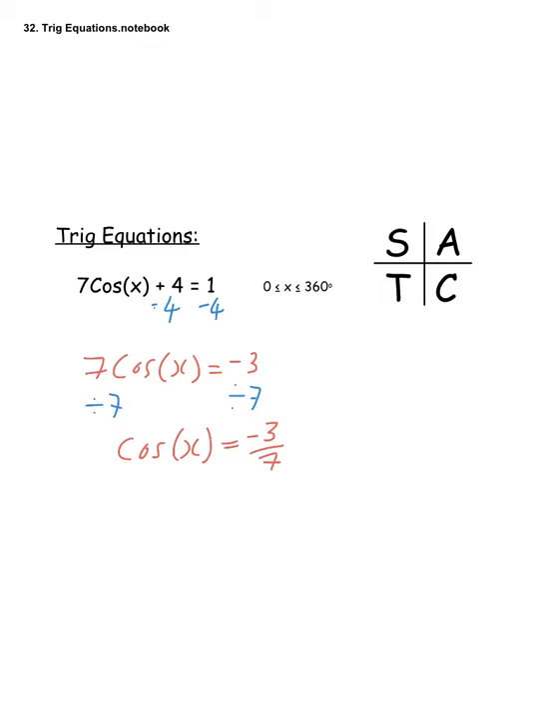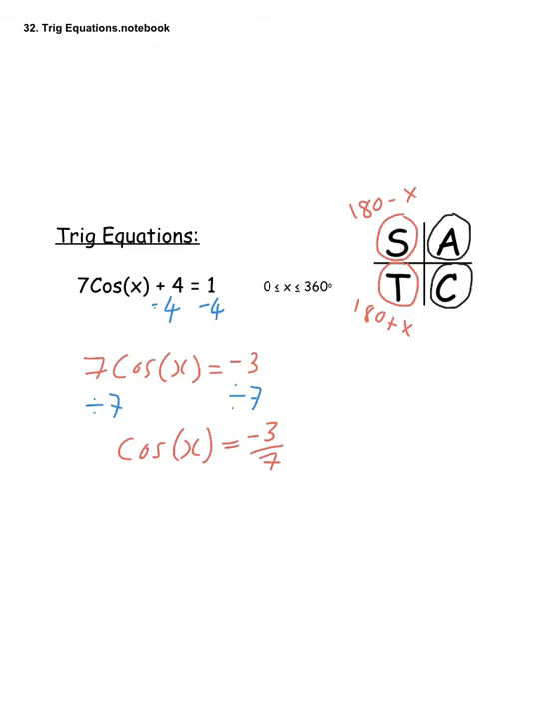Now, we've got a negative value for our cos x. That means that our angles are not going to reside in the normal places. Normally, if we're doing a cos question, we'd get our answers from the all quadrant and the cos quadrant. But because we have got a negative value, we need to get our answers from the other two quadrants, the sine quadrant and the tan quadrant. So we are going to do 180 minus x and 180 plus x for our two answers.